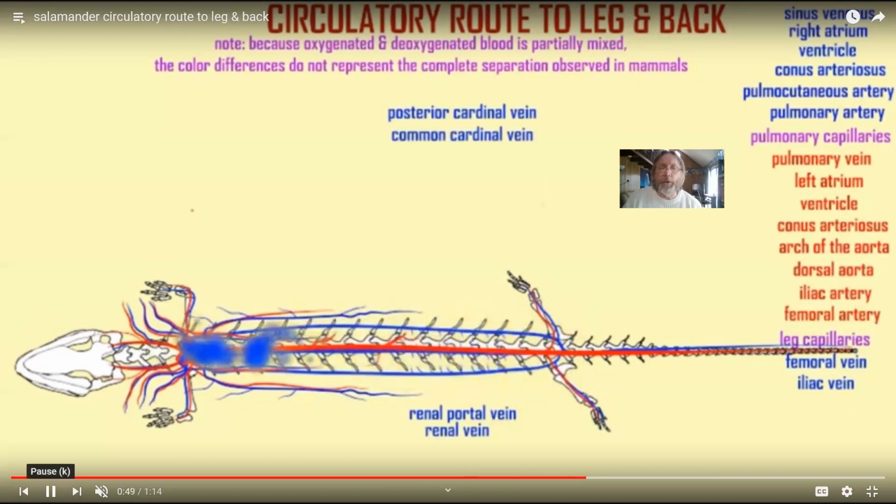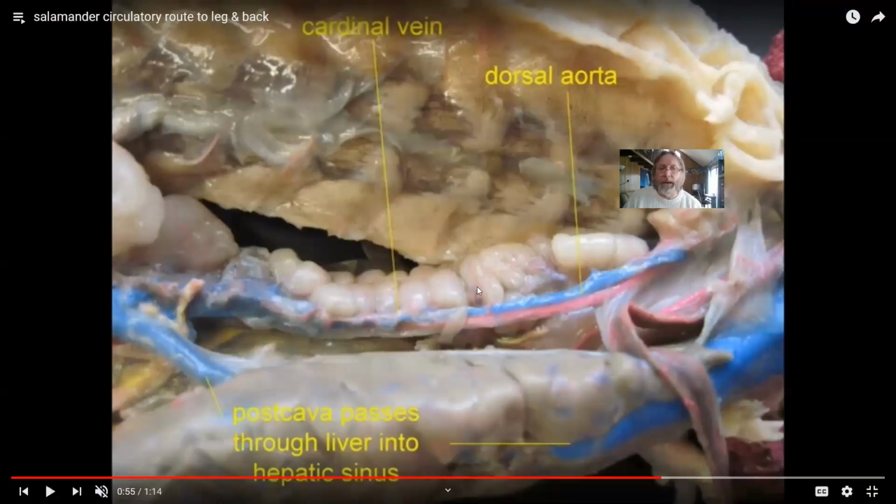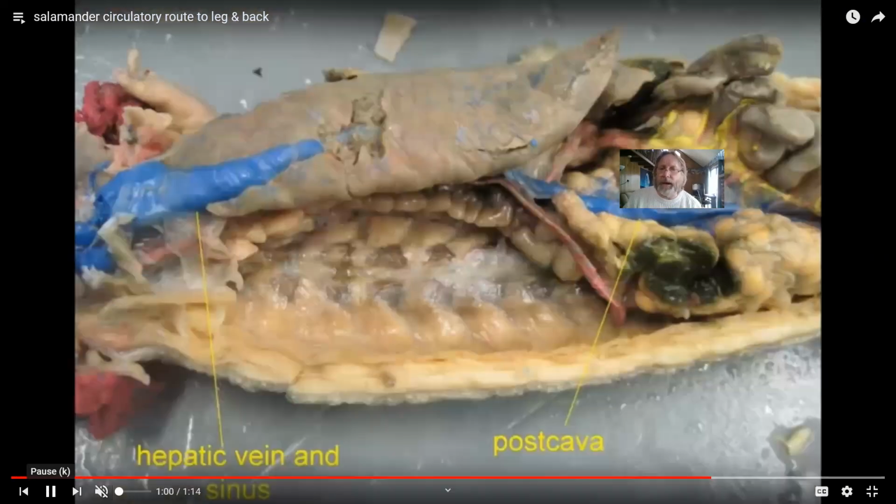And now there are two alternate routes back. Posterior cardinal veins into cardinal veins, this is a retention of the veins which are present in fish, and human embryos have cardinal veins, or once again, a renal portal system going to the renal veins. And so here is the dorsal aorta, and on either side of it, you can find cardinal veins, just as you would in the shark. And so that's a retention of the ancestral fish characteristics.